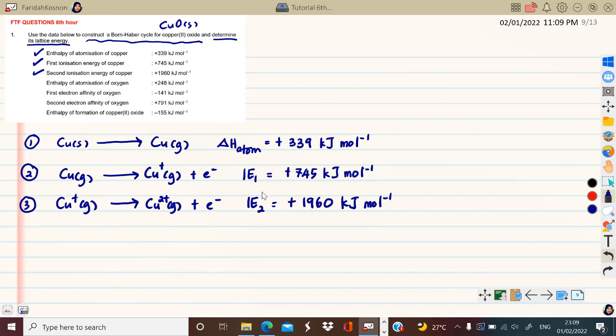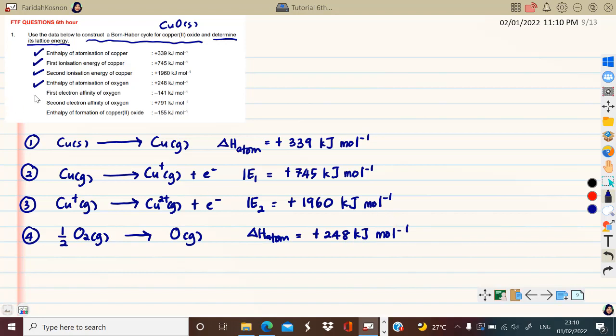Next, we have the enthalpy of atomization of oxygen. This is the thermochemical equation. The oxygen molecule gas undergoes atomization and forms oxygen gaseous atom. Since the oxygen gaseous atom must be 1 mole, we have to put a half here. This is the enthalpy of atomization of oxygen, which is positive 248 kilojoule per mole.